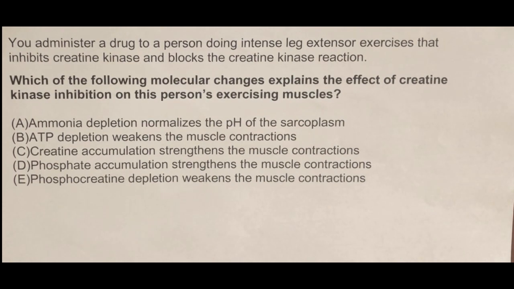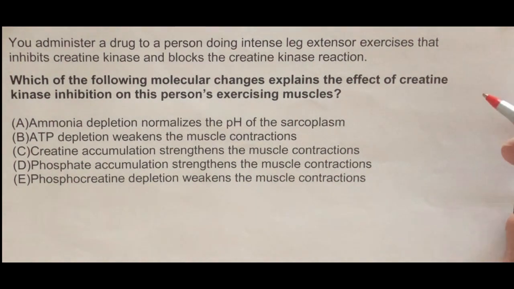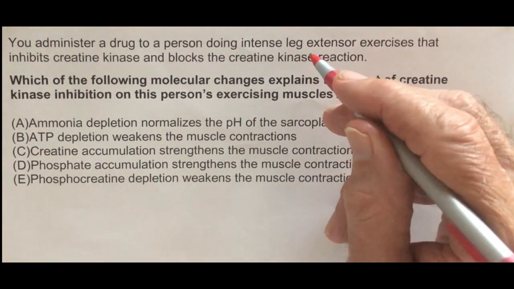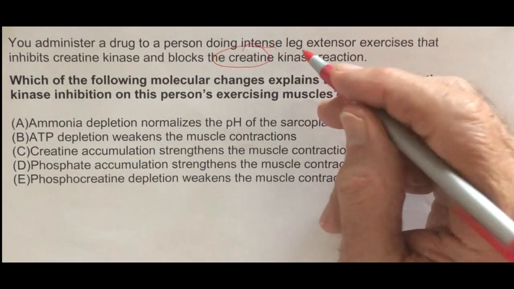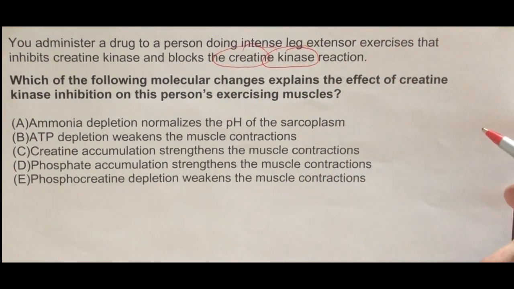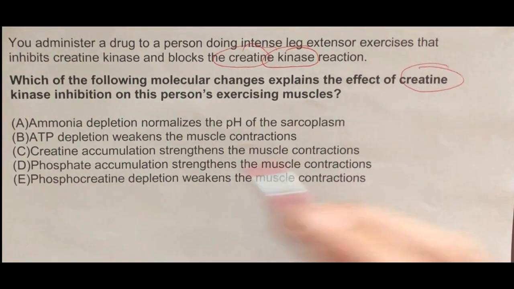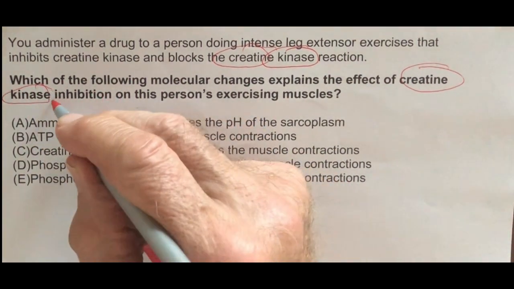You administer a drug to a person doing intense leg extensor exercises. The drug inhibits creatine kinase and blocks the creatine kinase reaction. Which of the following molecular changes explains the effect of creatine kinase inhibition on this person's exercising muscles? So, where do we start? Creatine and kinase. Here in the lead-in, we have creatine kinase, but we have inhibition.